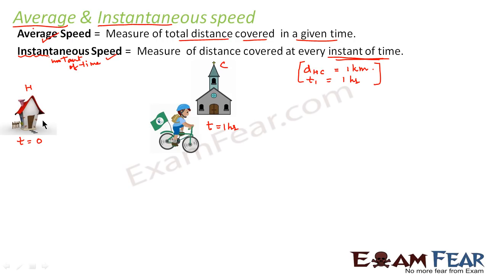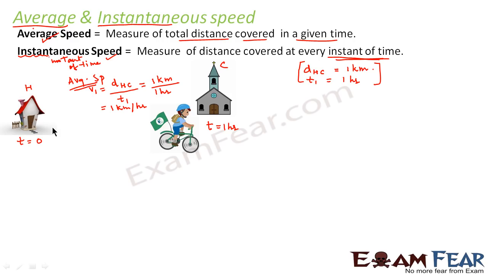Now, when I say average speed, I mean the total distance traveled from home to church divided by the total time taken to go from home to church. So the average speed for this journey, say V1, is equal to the total distance covered, D_HC, divided by the total time taken, T1. This is 1 kilometer divided by 1 hour, so this is 1 kilometer per hour. This is the average speed. So the average speed in traveling from his home to the church is 1 kilometer per hour.